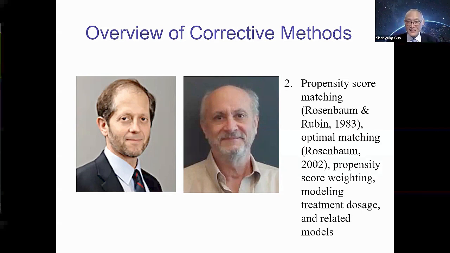So basically in that paper, the authors proved statistical properties of this unidimensional score, the properties of the propensity score. Basically, they used the theory to prove the nice properties of the propensity score.